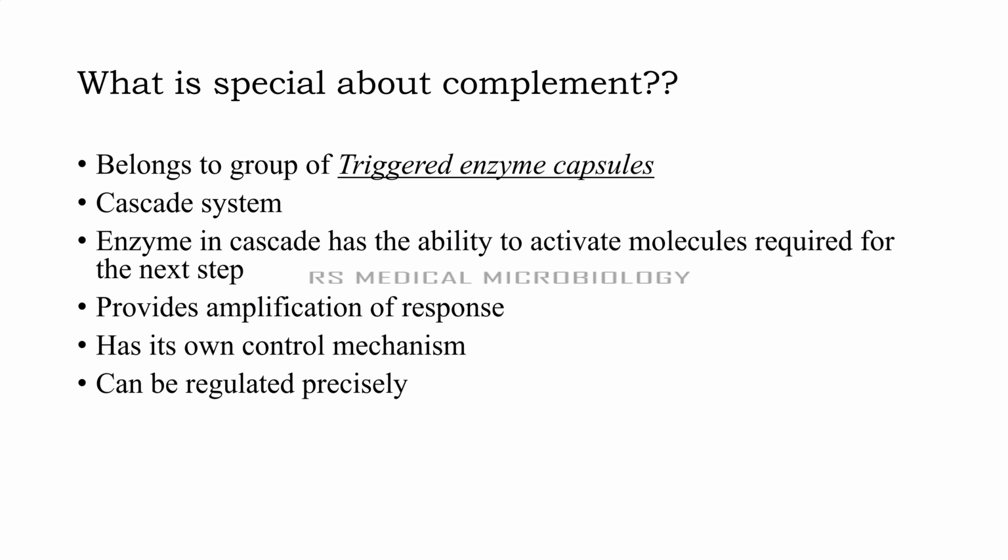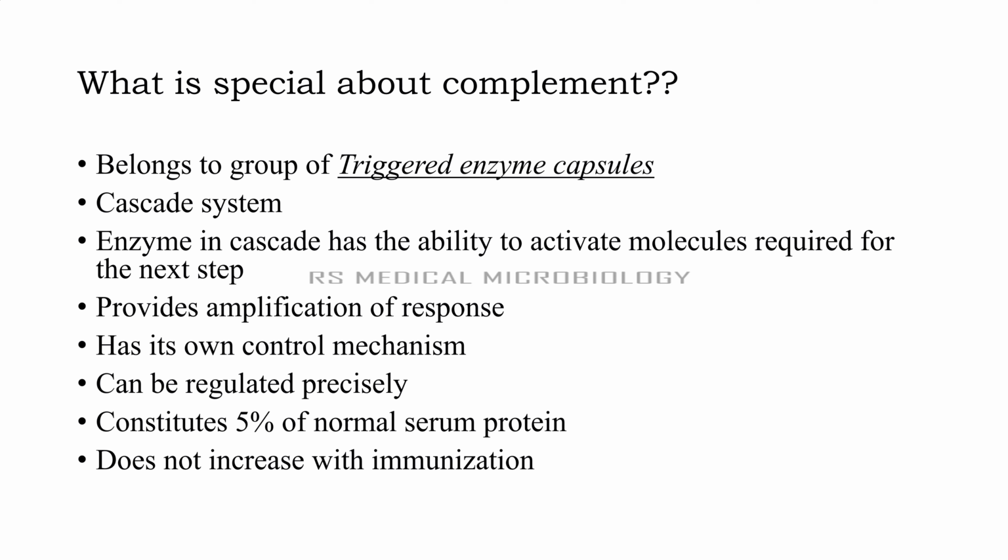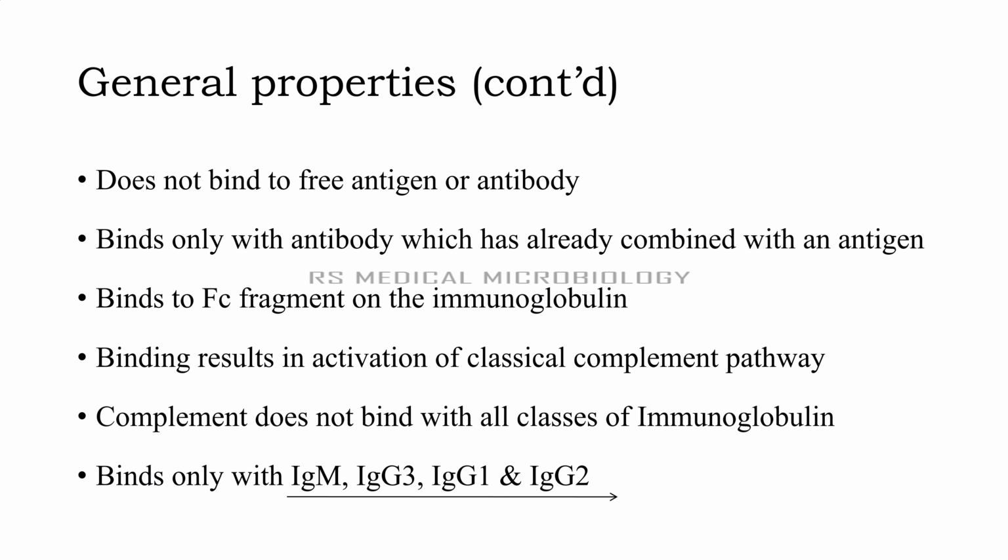It can be very precisely regulated. It makes up around 5% of normal serum, which is not increased by vaccination or previous infection. Generally, they don't find this complement getting activated by free antigens or antibodies. So first of all, the antigen and antibody have to combine, and the complement will go and attach to the Fc fragment of the immunoglobulins. The binding is more so with IgM, followed by IgG3, IgG1 and IgG2.